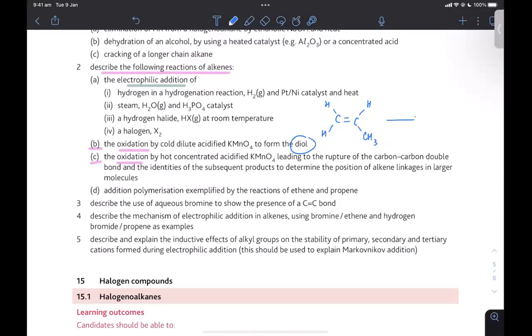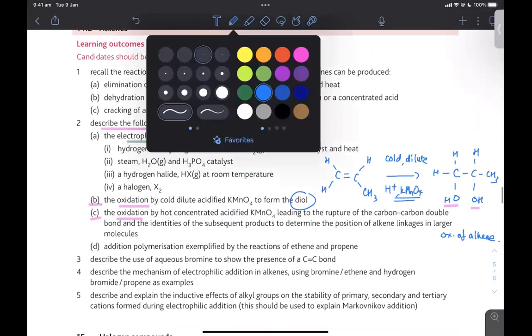when I have cold, dilute, acidified KMnO4, you must have the acid for the redox to work. What happens is you will get OH and OH. You will get OH and OH. Pay focus on the OH and OH. This is called diol. Okay, this is oxidation of alkene. State the type of reaction: oxidation of alkene. Now they will try and confuse you. They will try and confuse you.